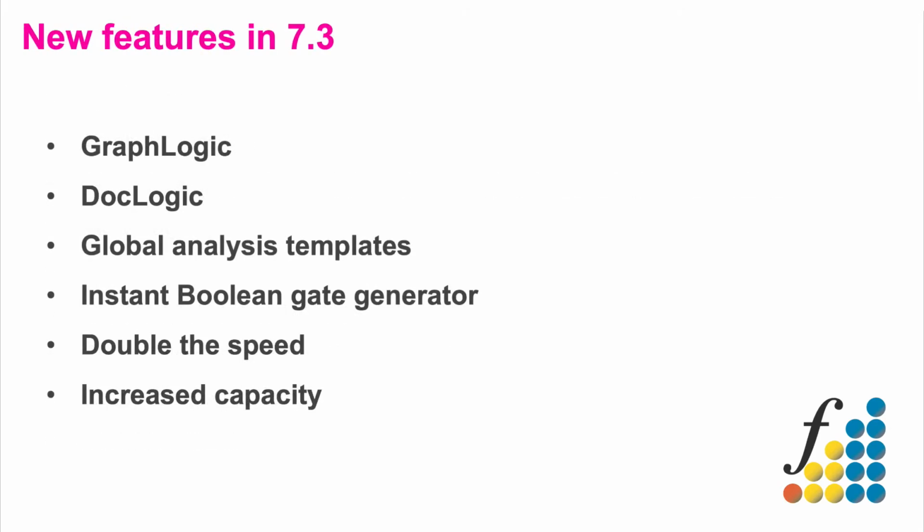This FlowLogic update includes many new features, the main ones being a redesigned GraphLogic with a range of new graphs and an upgraded spreadsheet, a completely redesigned DocLogic with a panel of new formatting and editing tools, global analysis templates, which can include everything from gates, heat maps, overlays, graphs, and reports, the ability to merge or combine analysis files, and a new instant Boolean Gate generator. There is also a dramatic increase in processing speed and an increased capacity to handle extremely large files and very large datasets.